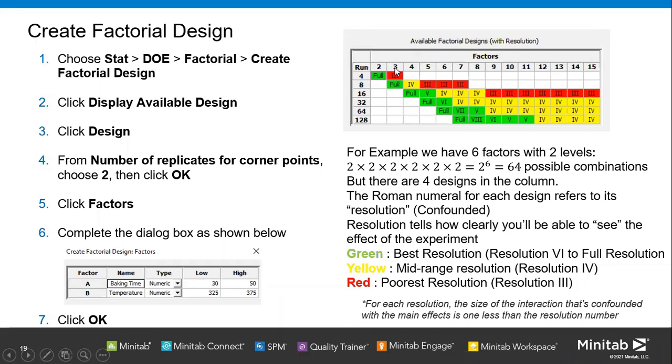But let's say you go for the factors. We have 3 factors here, and you have 2 options: whether you want to use a 3-resolution, mid-range, poor resolution, resolution 3, or you can go for the full factorial design. For each resolution, the size of the interaction that is confounded with the main effect is one less than the resolution number. So this one is half from here.